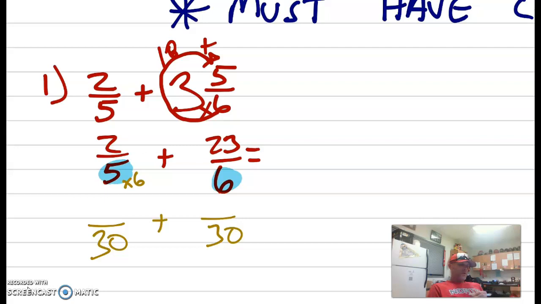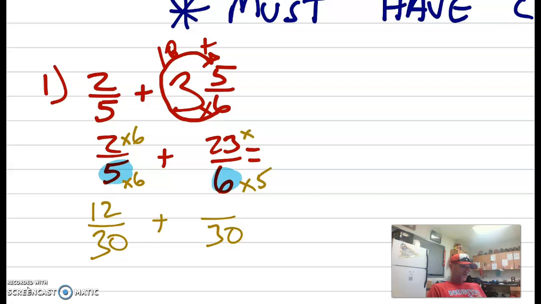Remember, treat everybody fairly, numerator and denominator. So whatever you do to the denominator, you do to the numerator. Multiply it by 6. And 6 times 2 is 12. All right, so how do we get from 6 to 30? 6 times 5 is 30.